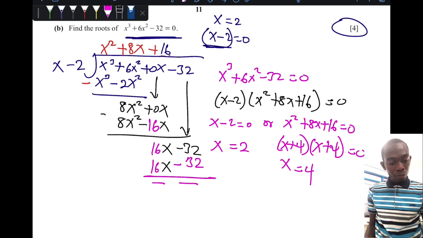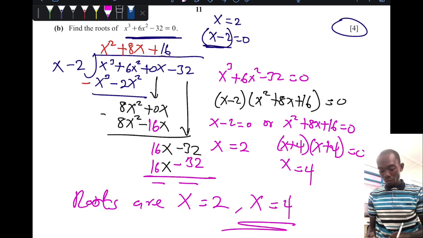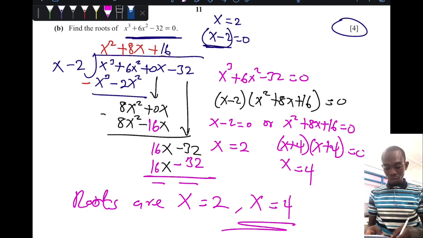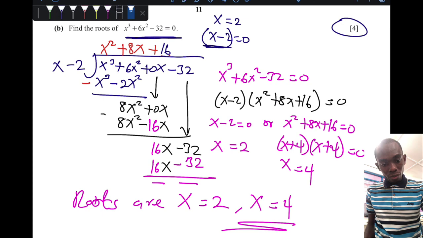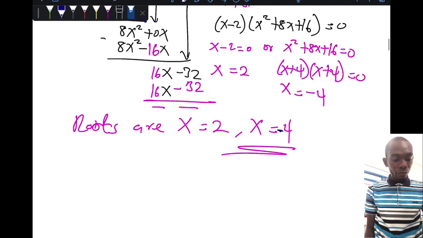Therefore, the roots are x equals 2, x equals 4. Okay. But you can use your calculator to verify everything out. That's also allowed. Actually, it's x equals negative 4, because it's positive, so it crosses the equal sign to become negative 4. Yeah. Okay. So negative 4. All right. So let's move on.